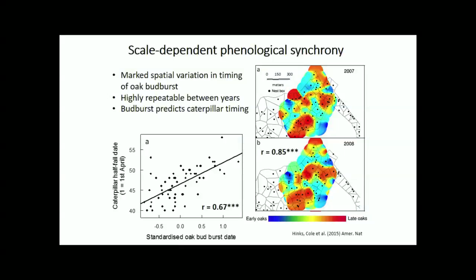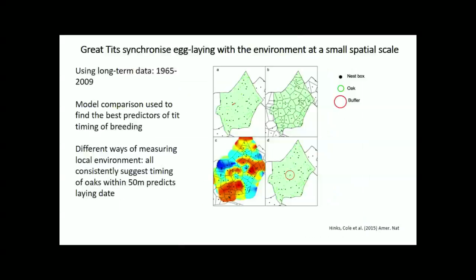So what we wanted to ask first of all was whether there's any evidence that great tits synchronize their breeding in relation to these local environmental effects as well. So we used long-term data from 1965 to 2009 for this site where we collected this data. And we did a bunch of model fitting where we asked what spatial measures of phenology in oak trees were the best predictors of tit timing of breeding. And I won't go into the details here, but basically there's lots of different ways you can characterize that spatial variation based on heat maps or different buffers or just distance to nearest trees.